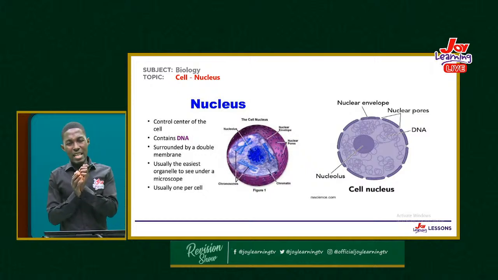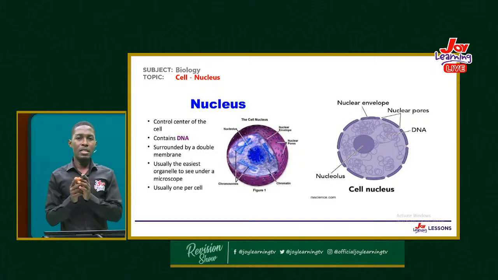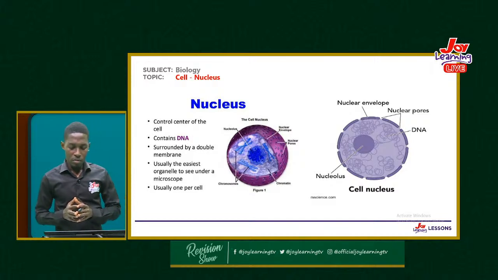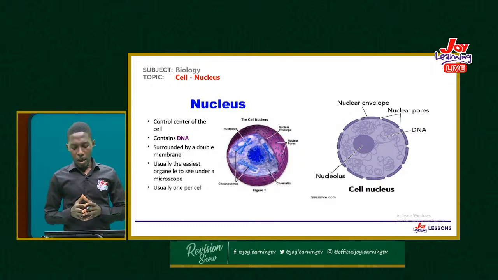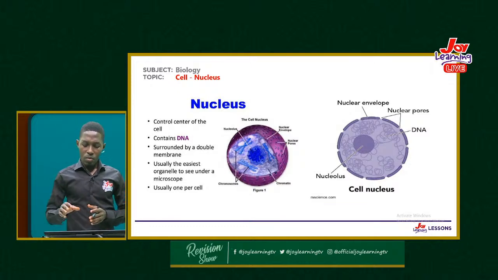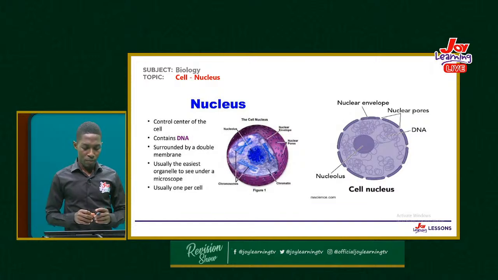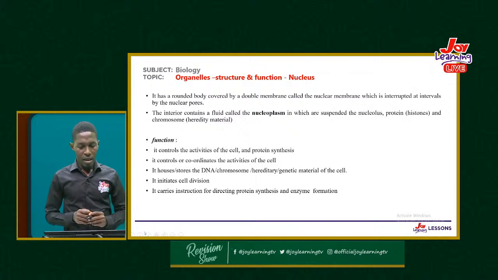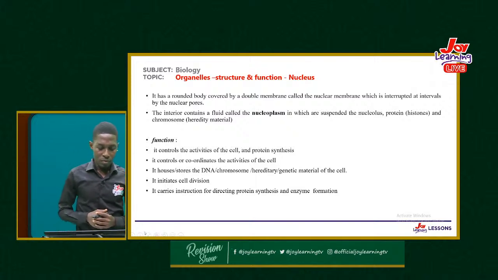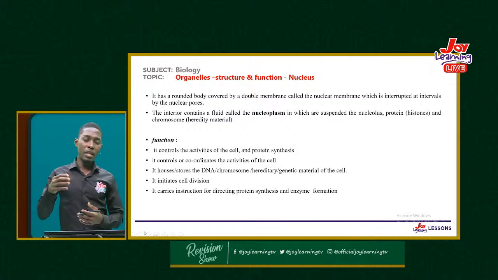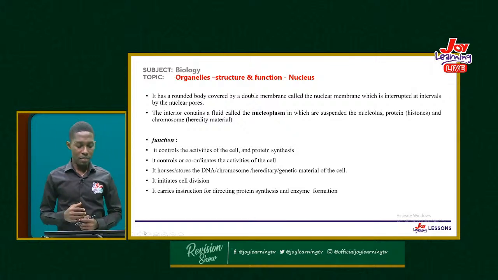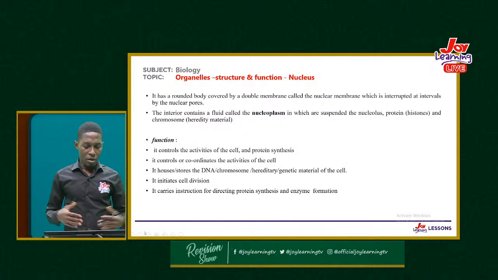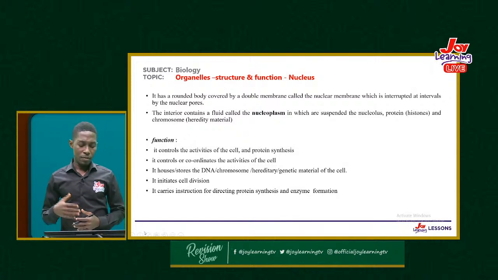But when it condenses, and you can see it as two chromatids held at the centre, so as they're held at the joint, then we are saying it's called a chromosome. And what is the function of a nucleus? Before I go on, there's a fluid in the nucleus we call the nucleoplasm. Now the function of the nucleus is to control the activities of the cell and also ensure protein synthesis.